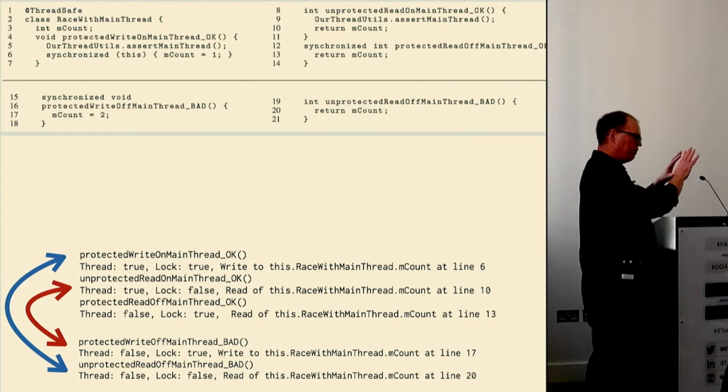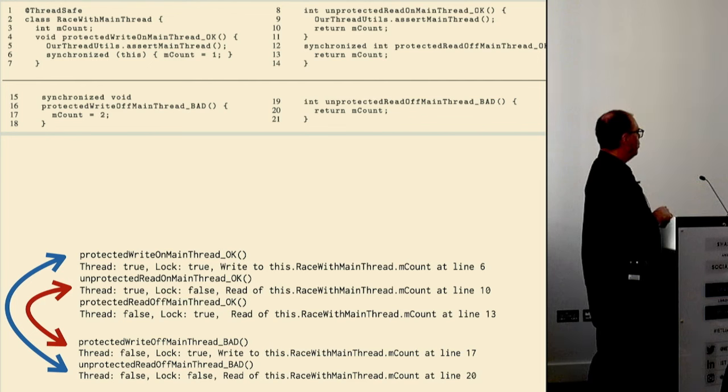So what we did is first we make the summaries, then we compare the summaries and decide whether there are races. In the case of the blue, you've got a write on the main thread and an unprotected read off the main thread. If one is on the main thread and the other is off the main thread, that means they can run in parallel. And if one's protected and the other's unprotected, that means they can race. So then we would report a race in this case.